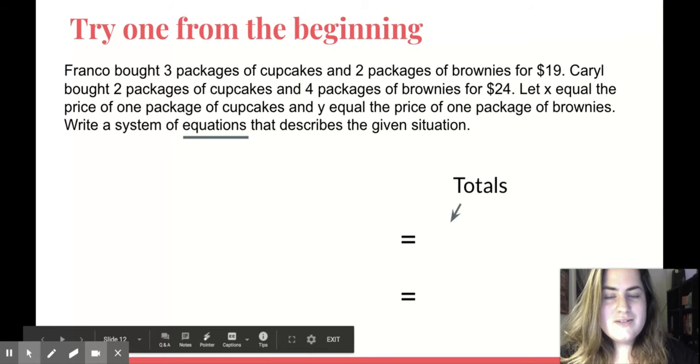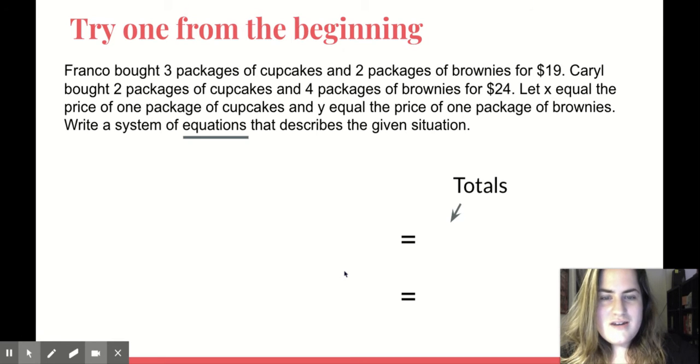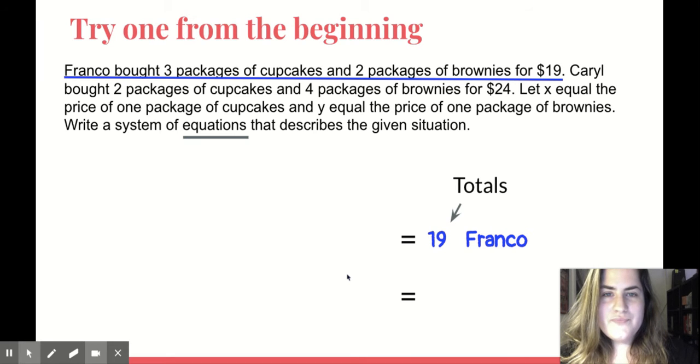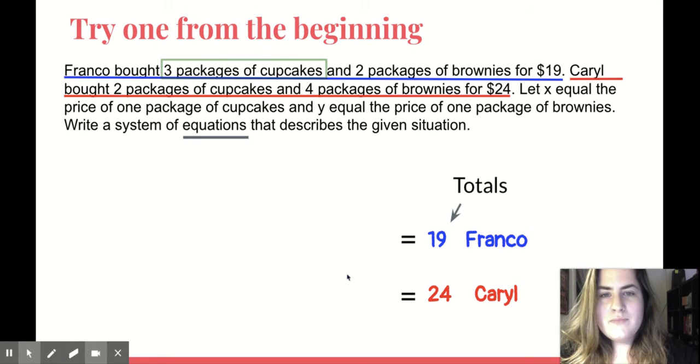Now I'm going to look for some totals. Do we see any totals in the question? Give you a hint. That first one is for Franco, total of 19. What's the other total? If you said 24 for Carol, you are correct. Now, how did we get to a total of 19? Well, Franco bought 3 packages of cupcakes. How can we represent 3 packages of cupcakes for this question? Now, read carefully. We might have to use a specific letter or variable.